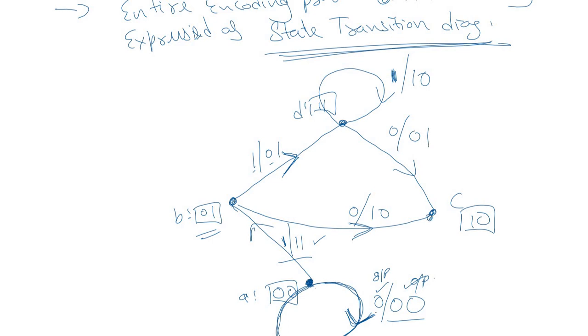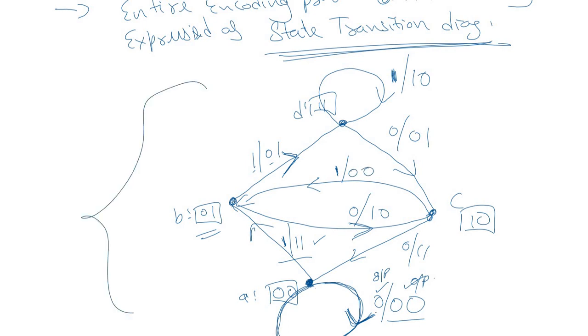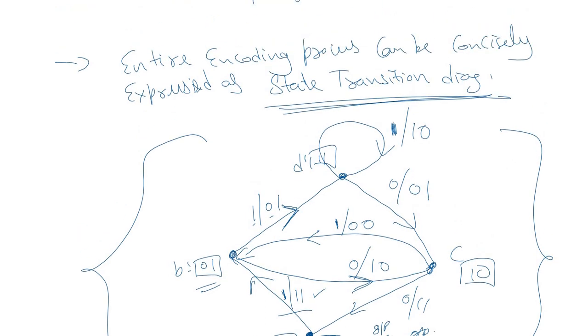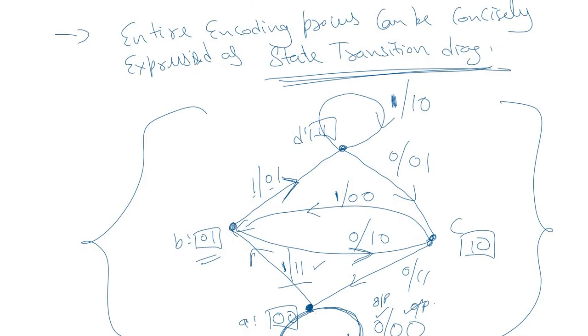From C, again, if the input is 0, it transitions to state A, and when the input is 1, it transitions to state B, and the output is 0. This way you can make the state transition diagram, which is nothing but a very concise representation of the entire encoding process.